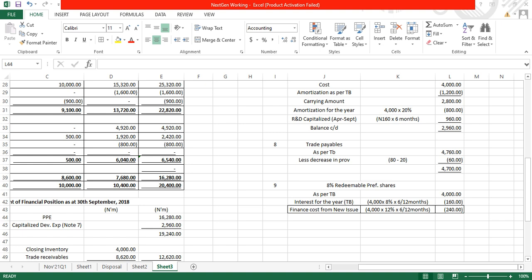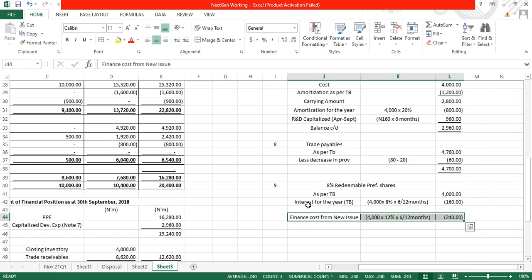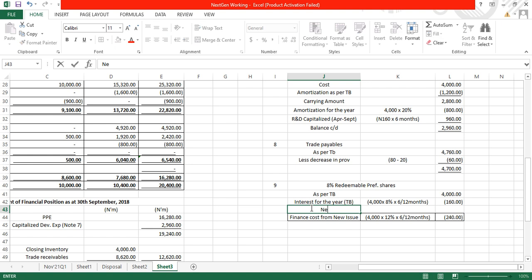Now, which one was done during the year? During the year, we have this 6,000 that was paid out, right? Then also during the year, we got a new 8% redeemable share of 40,000. Okay, so this is what I'll do. Let me bring this down. All right, the new issue itself.